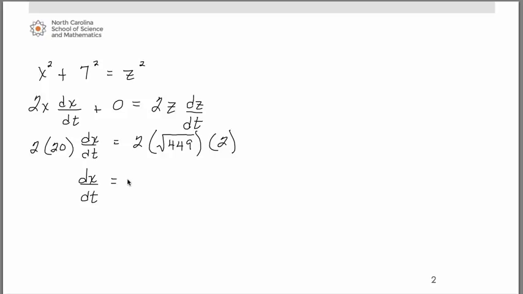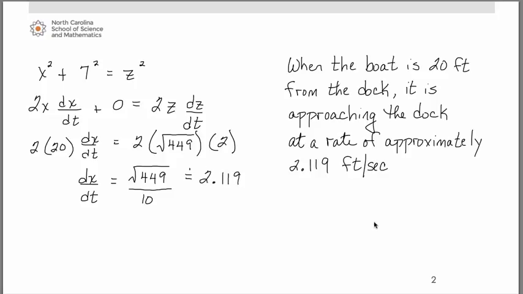that gives us square root of 449 over 10. We could express that as a decimal if you wish. So that is approximately 2.119. So our conclusion, therefore, is that when the boat is 20 feet from the dock, the boat is approaching the dock at a rate of approximately 2.119 feet per second.